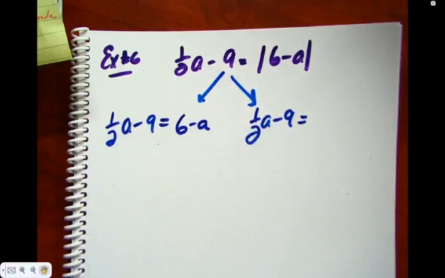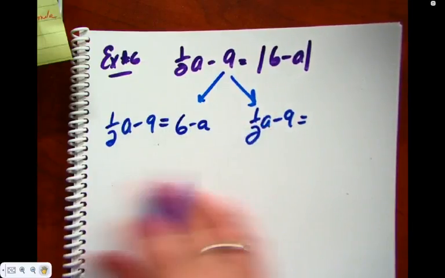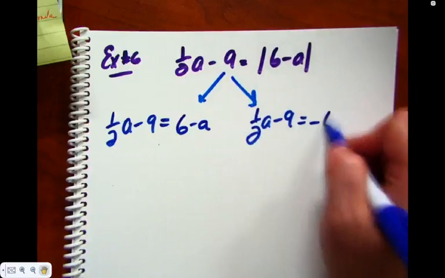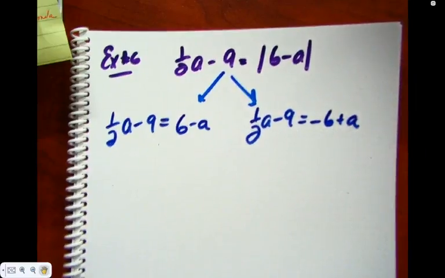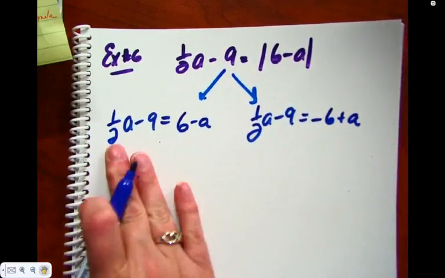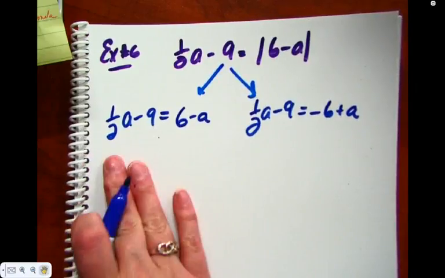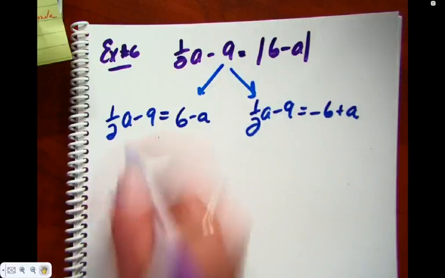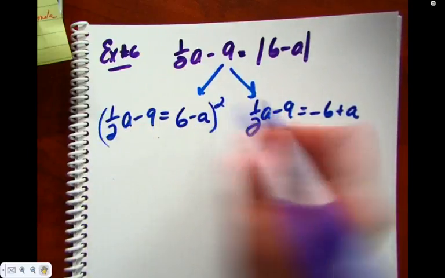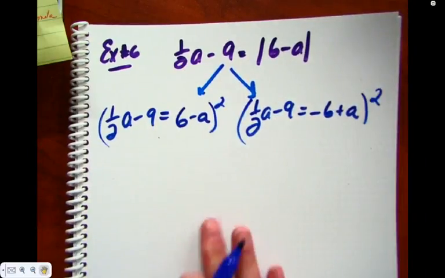Perfect. And the other equation? Do you want to deal with the fraction or you don't want to deal with the fraction? If you don't, how can you get rid of it? Multiply everything by? Okay, you don't have to. That's just a choice if you want to get rid of the fraction.